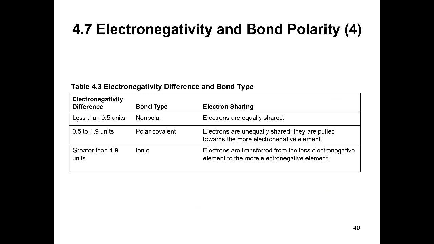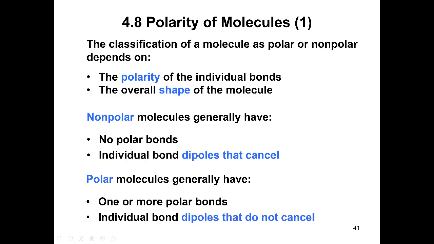And so if it's less than the 0.5, so if it's 0.4 or less, then it is nonpolar. If the difference in electronegativities is 0.5 to 1.9, then it's a polar covalent bond, okay? If it is greater than a 1.9 difference, that's when we see it's strong enough so that it pulls it so strongly that it pulls it completely away. So we have a transfer, and that's when we have an ionic bond. Once we've done that, we created polarity.